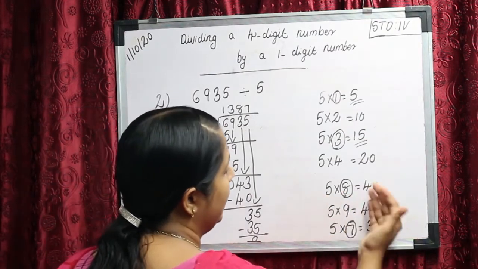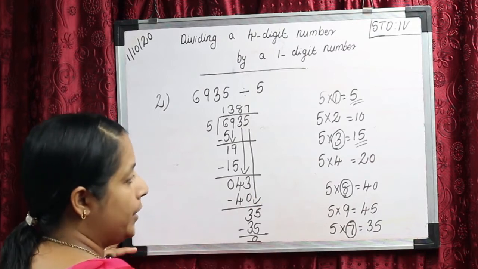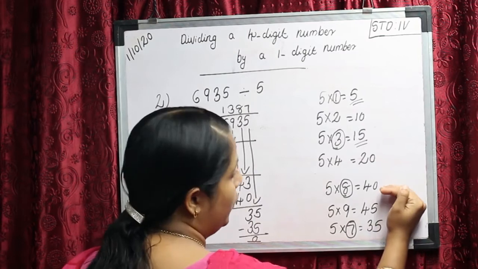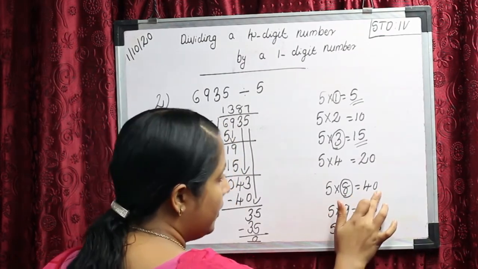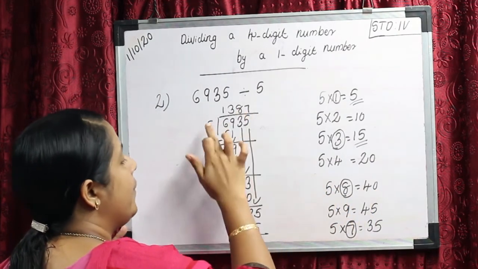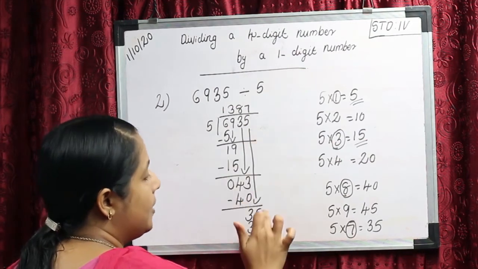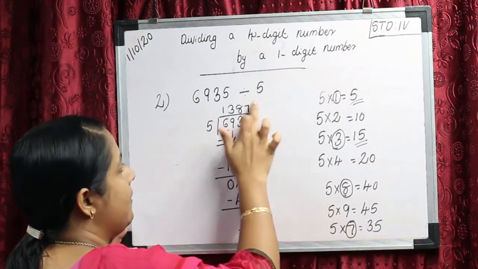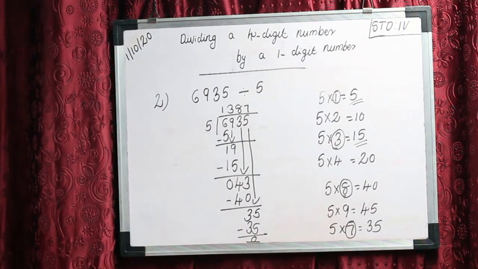Suppose we write 5 8s are 40 and 5 9s are 45. Then we want the number 43. So which number do we select, 40 or 45? Yes, 40, because it is less than 43. How can we get 40 in 5's table? 8 times. So we write 8 here. 8 5s are 40. Then 43 minus 40 equals 3. Then the last number is 5. In 5's table, 35 is got 7 times. Then 7 5s are 35. Then 35 minus 35 equals 0.